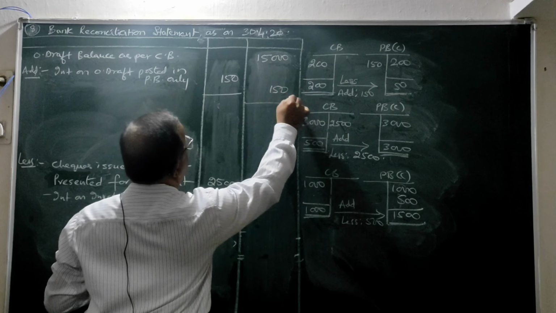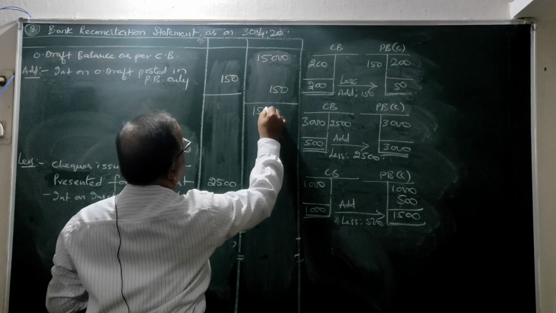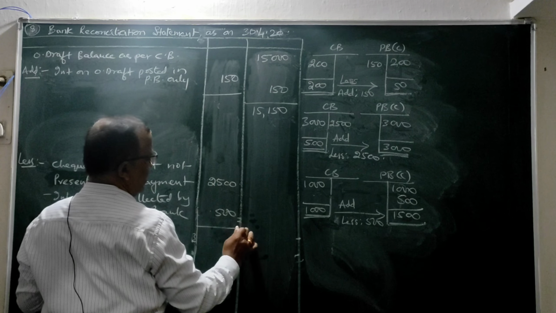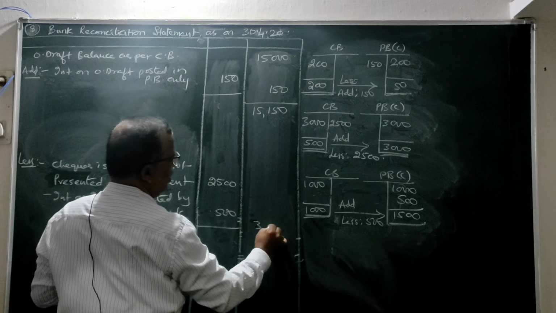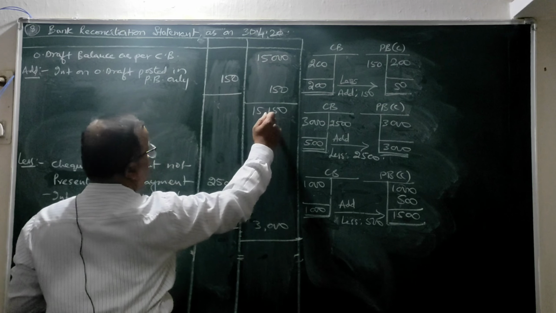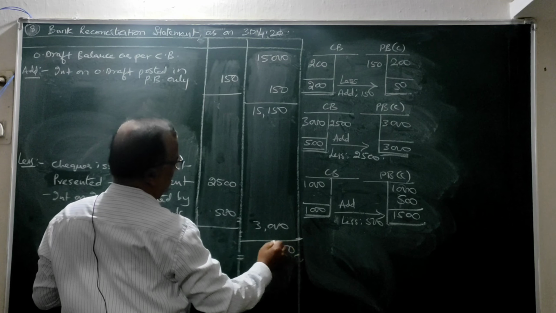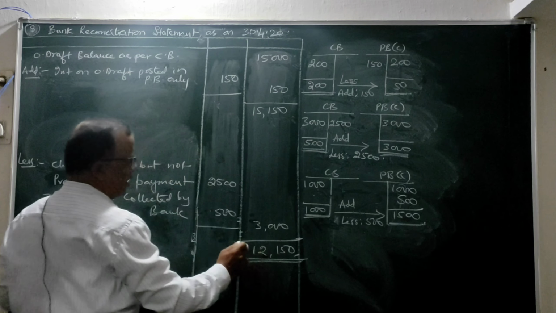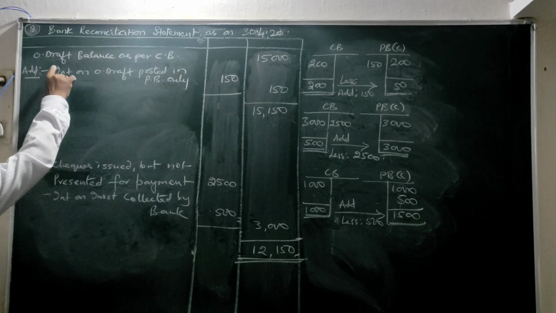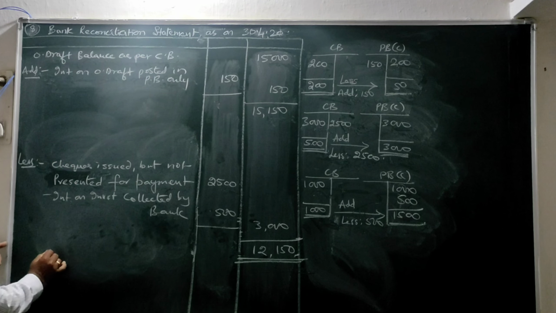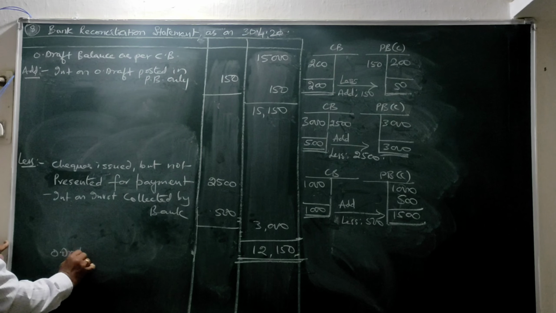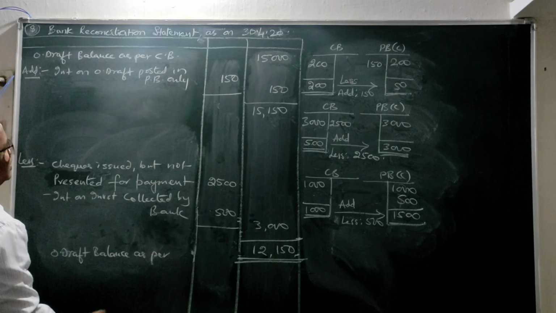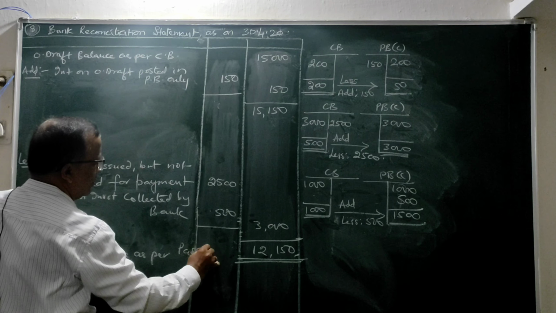Take 150 here. Add these two, it will be 15,150. Then add these two: 2,500 plus 500 is 3,000. If you subtract 3,000 from this, it will be 12,150. So this is the overdraft balance as per cash book. And this is the overdraft balance as per passbook.